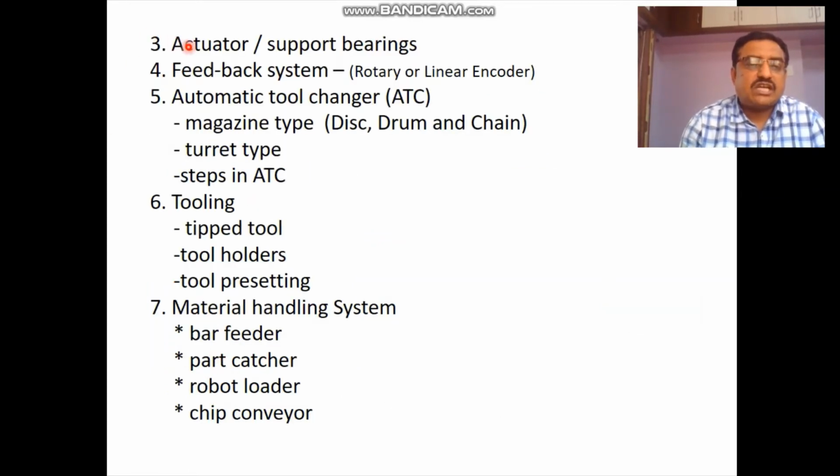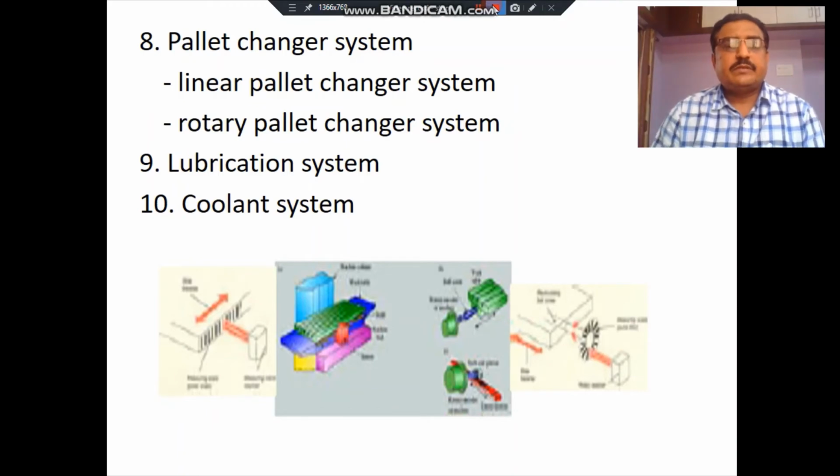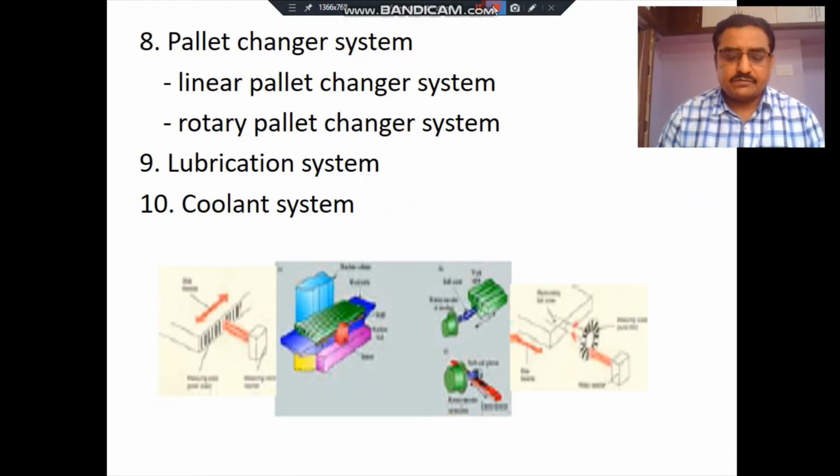Then some actuators are there, feedback devices are there, automatic tool changers or ATCs are provided, some tooling is there, and material handling systems are provided with the CNC machine tool. Some pallet changers can be used. There should be a lubricating system and cooling system provided with the CNC machine.